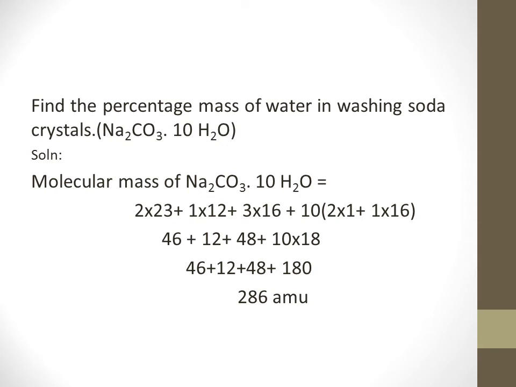Molecular mass can be found out as Na2CO3.10H2O is the molecular formula. So we have 2 into 23 plus 1 into 12 plus 3 into 16 plus 10 into (2 into 1 plus 1 into 16). Then we have 46 plus 12 plus 48 plus 10 into 18. That altogether sum total is equal to 286 AMU. This is the molecular mass of washing soda Na2CO3.10H2O.